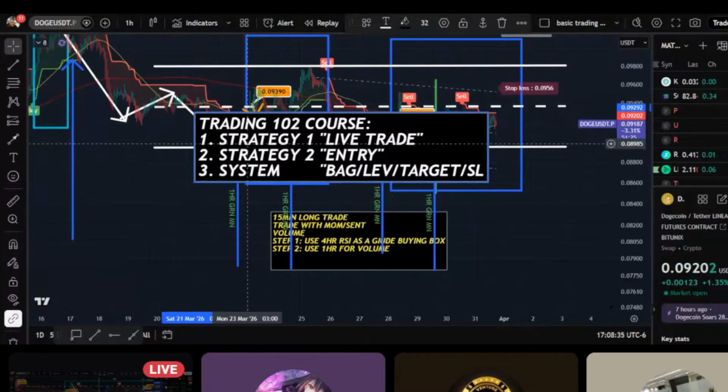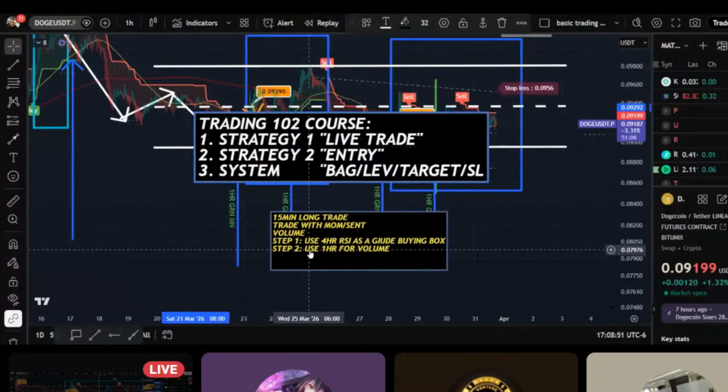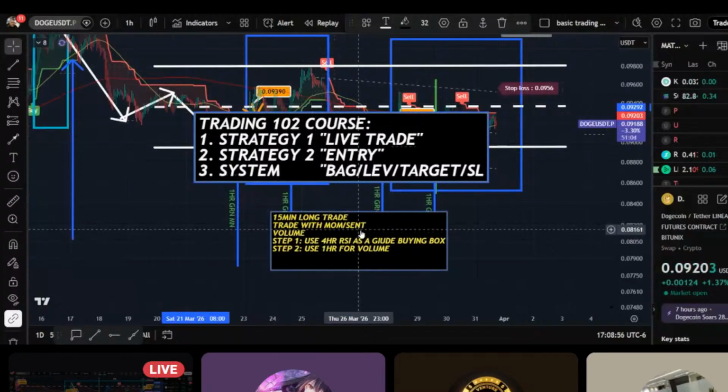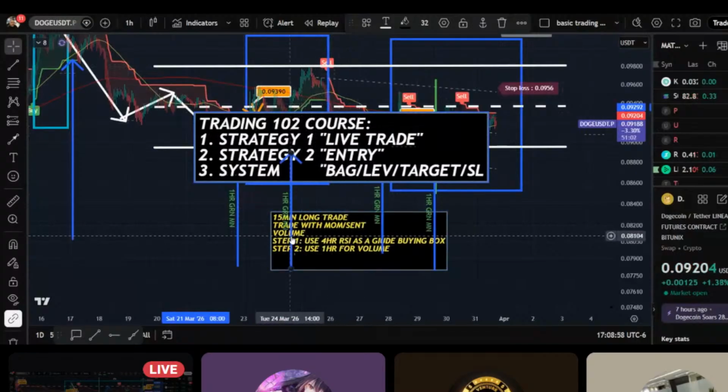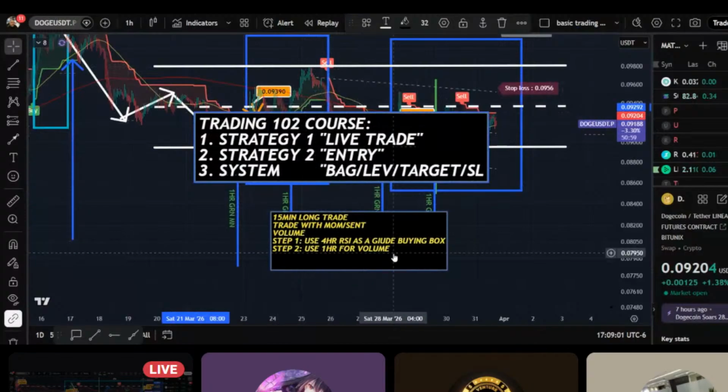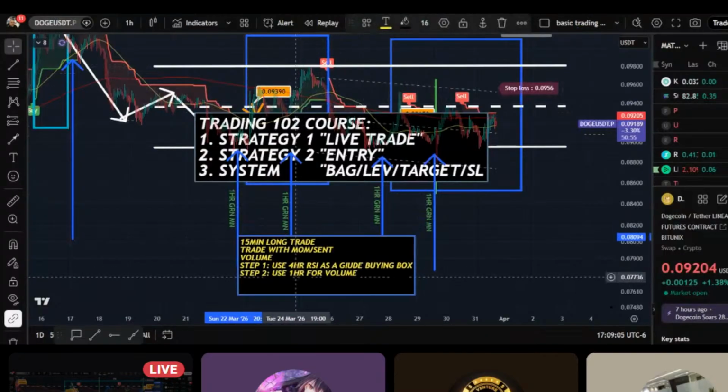We're creating a live trade strategy, which is simply using the 4-hour RSI to create these blue boxes, which are your buying boxes during the 15-minute. Then for strategy number 1, step 2 is to find how to use volume. We have momentum and sentiment with the 4-hour. Now we want to find volume, which we use the 1-hour green moon to let us know when the volume is moving in a direction for a long position. Does that make sense?